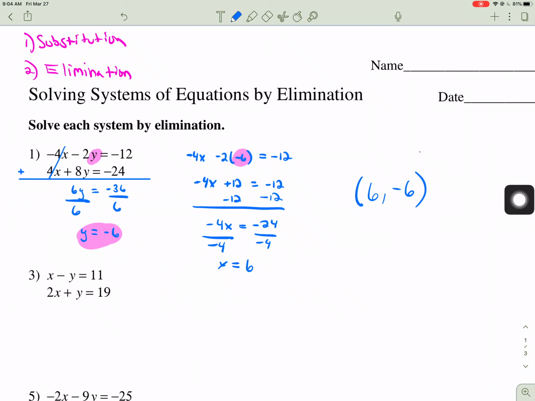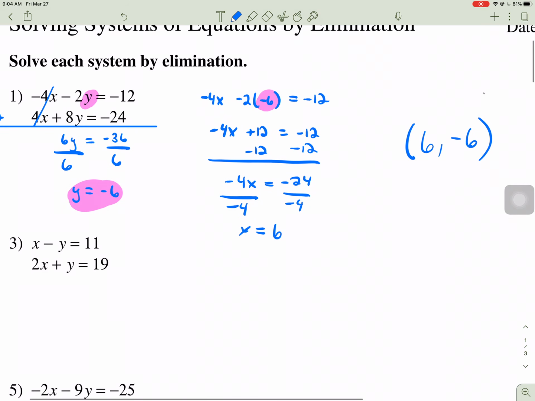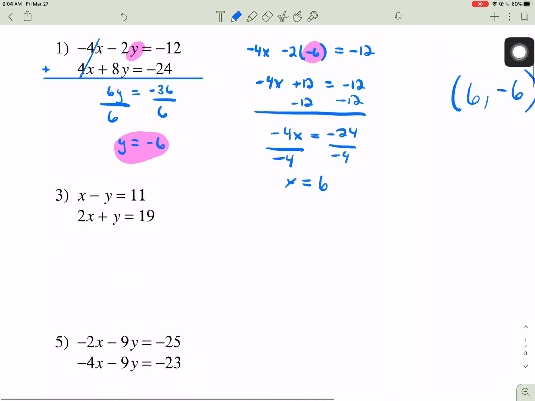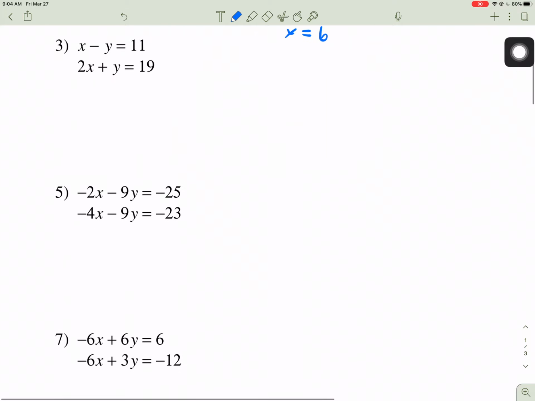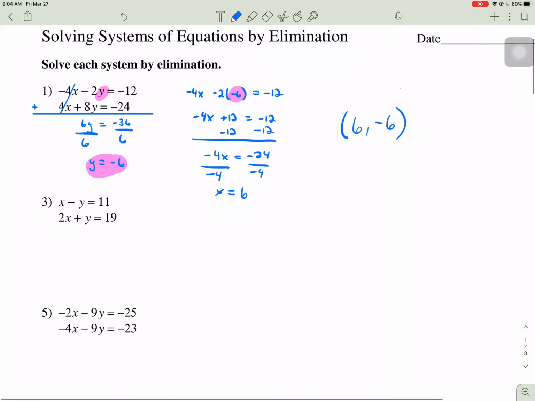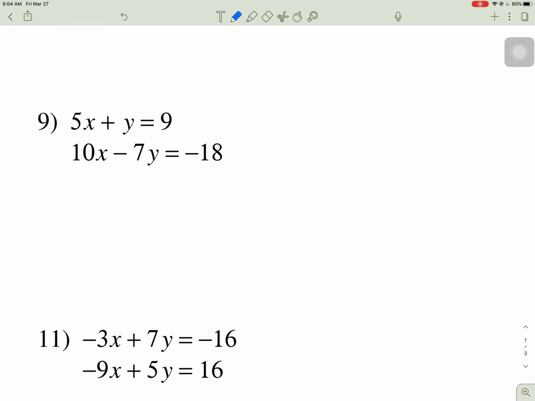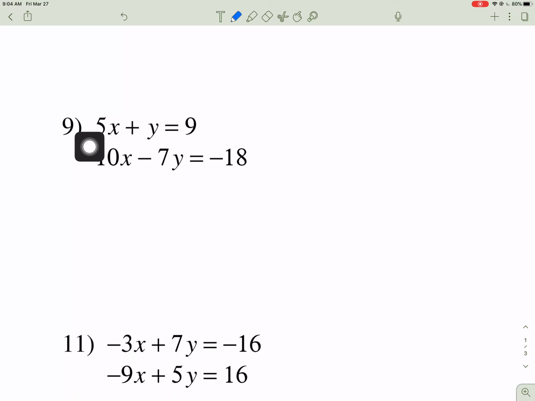Now, it doesn't always work out nicely where we have two coefficients in front of the same variable that are opposites of each other. But if that happens, we can do something to make it so that they are. So for example, let's look at number 9. So when you see number 9 here, we have 5x plus y equals 9, 10x minus 7y equals negative 18. No lead coefficients, or no coefficients, are opposites of each other. But we can do something to one of these equations to make them opposites of each other.